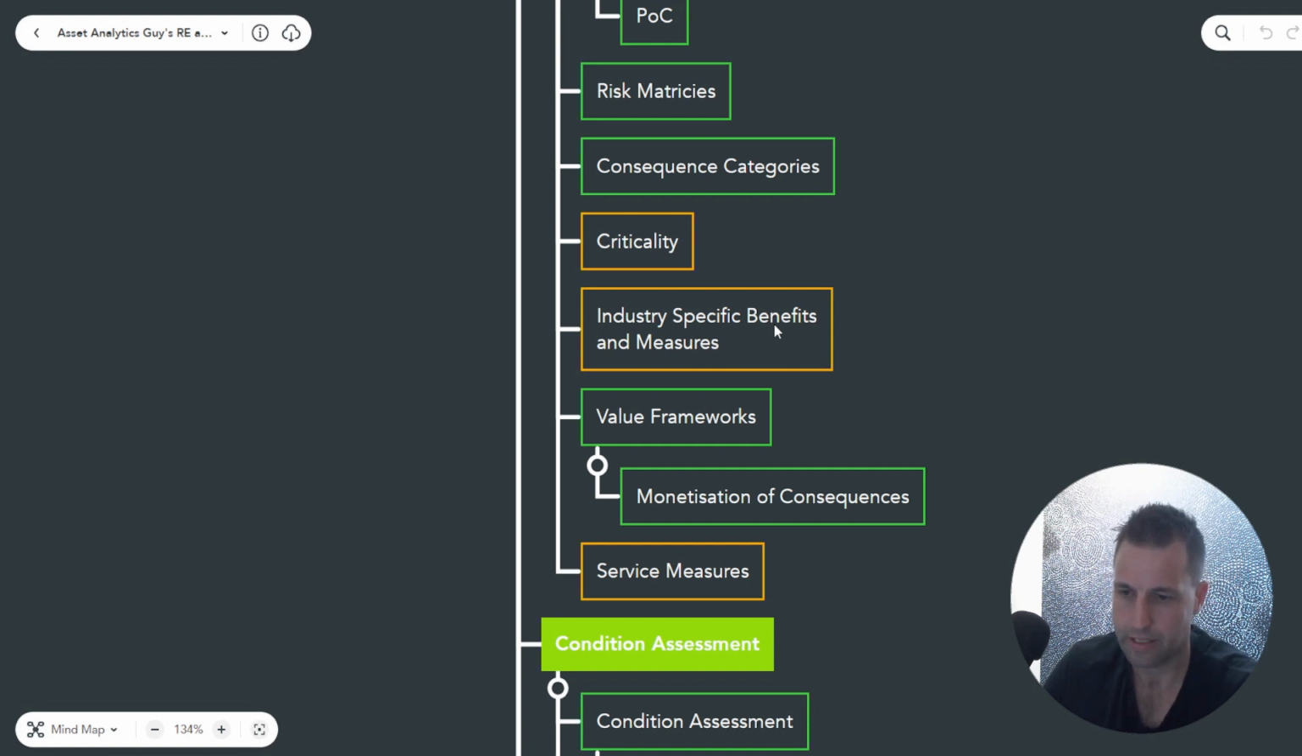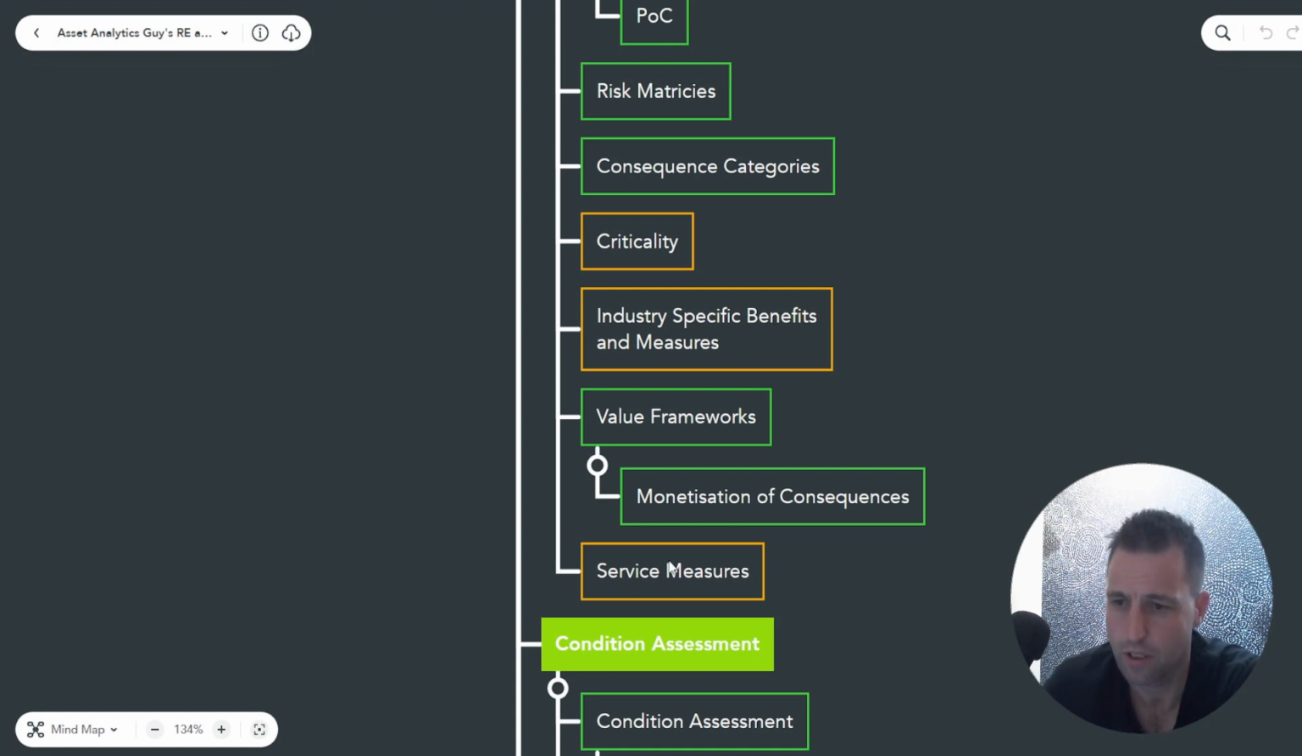Value frameworks, another core competency, let's say, in this area. So value frameworks is around quantification of risk, monetization of consequences, and putting everything that we value or the business values on a level playing field so we can make better decisions around that.